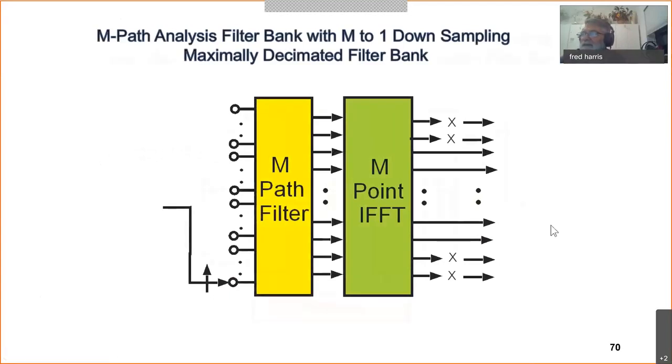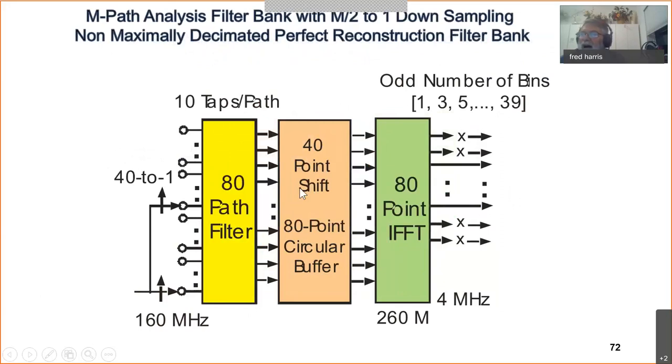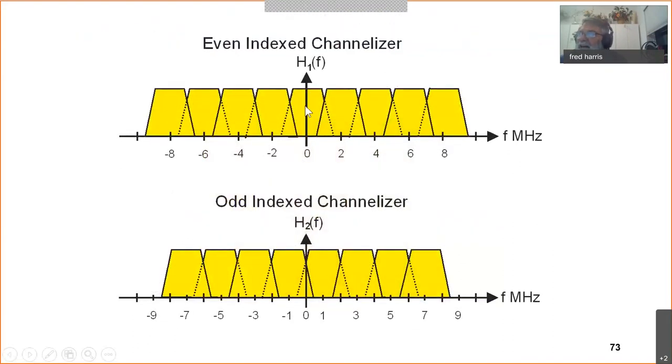This is our M-path filter. But here's the case where we did a 2-to-1 downsampling, that instead of doing M-to-1 downsampling, we did M over 2-to-1. So we doubled the output sample rate so we get a wide transition bandwidth. Now, our Fourier transform that follows the polyphase filter doesn't know whether it's an even index or an odd index set of channels. And now these are the even indexes 0, 2, 4. These are the odd indexes 1, 3, 5. And we noticed that was an expense we didn't want to incur.